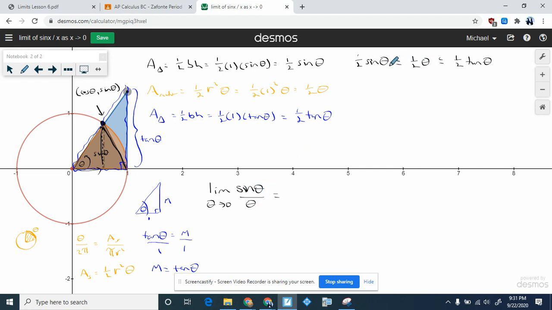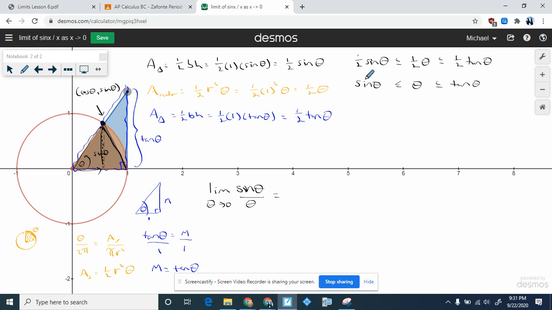So let's manipulate. The first thing I would do, which should be fairly clear, is clean this up and multiply everyone by 2. If I multiply everyone by 2, I get sine of theta less than or equal to theta less than or equal to tangent of theta. So you're like, okay, pretty cool. But there's a quotient here. So you're like, all right, why don't I just divide everyone by sine theta?